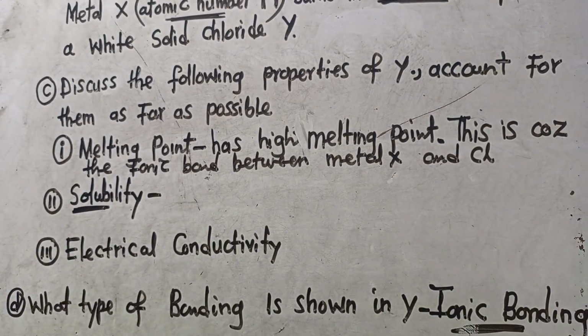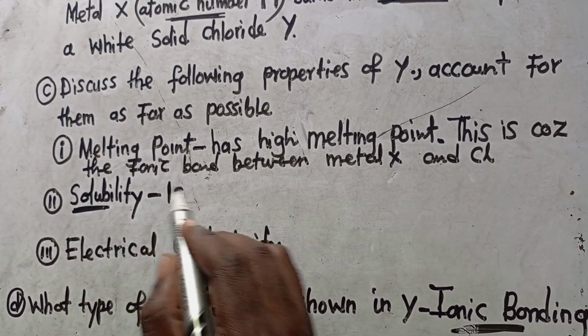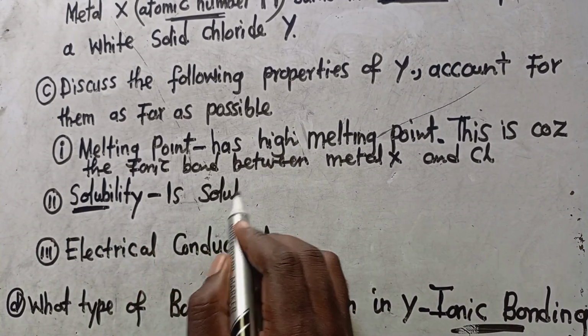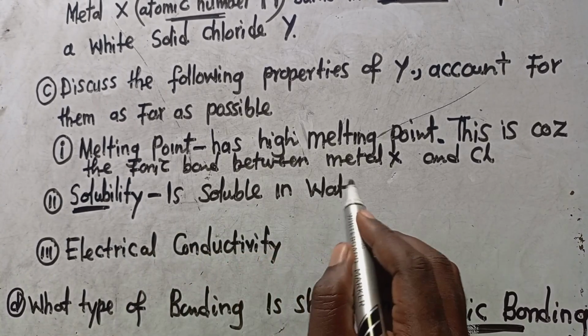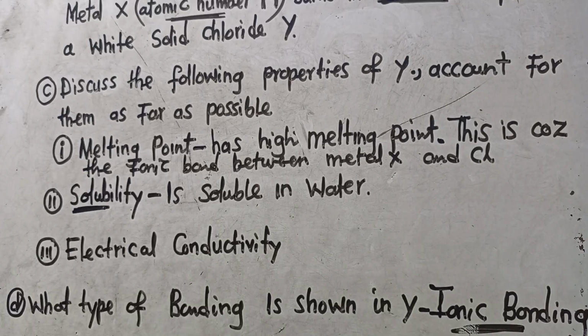You need to understand that this one is soluble in water. You give a reason. Why is it soluble in water? This one is soluble in water because all ionic compounds are soluble in water. This is what you need to understand. Ionic compounds usually dissolve in water because water is a polar molecule with a permanent dipole. This is what you need to know.